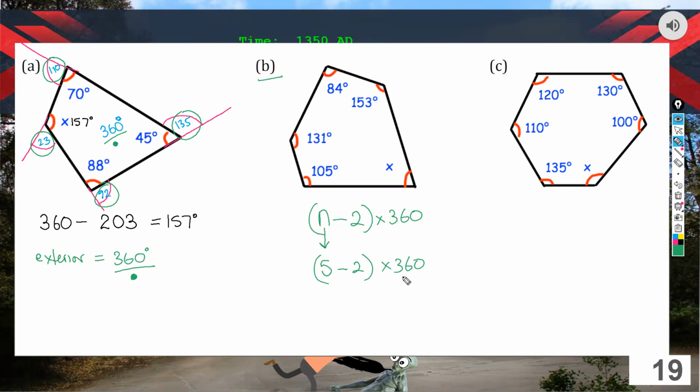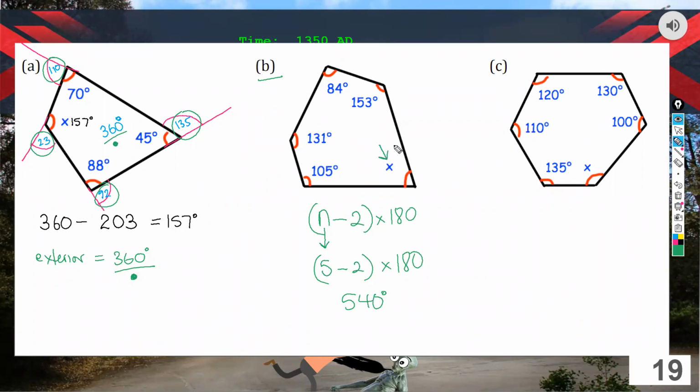3. 3 multiplied by, sorry, small mistake, guys. Not 360, 180, my mistake. A little distracted this morning. 5 minus 2 is 3. 3 multiplied by 180 is 540 degrees. So when you add up all the interior angles, you're supposed to get 540.